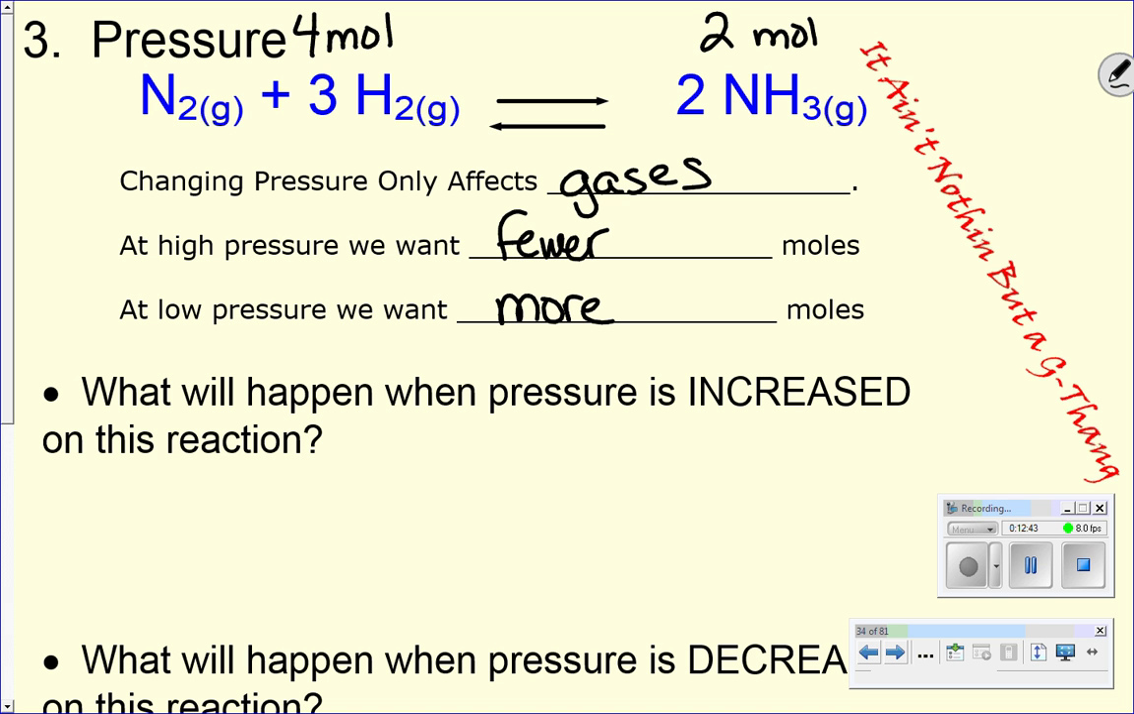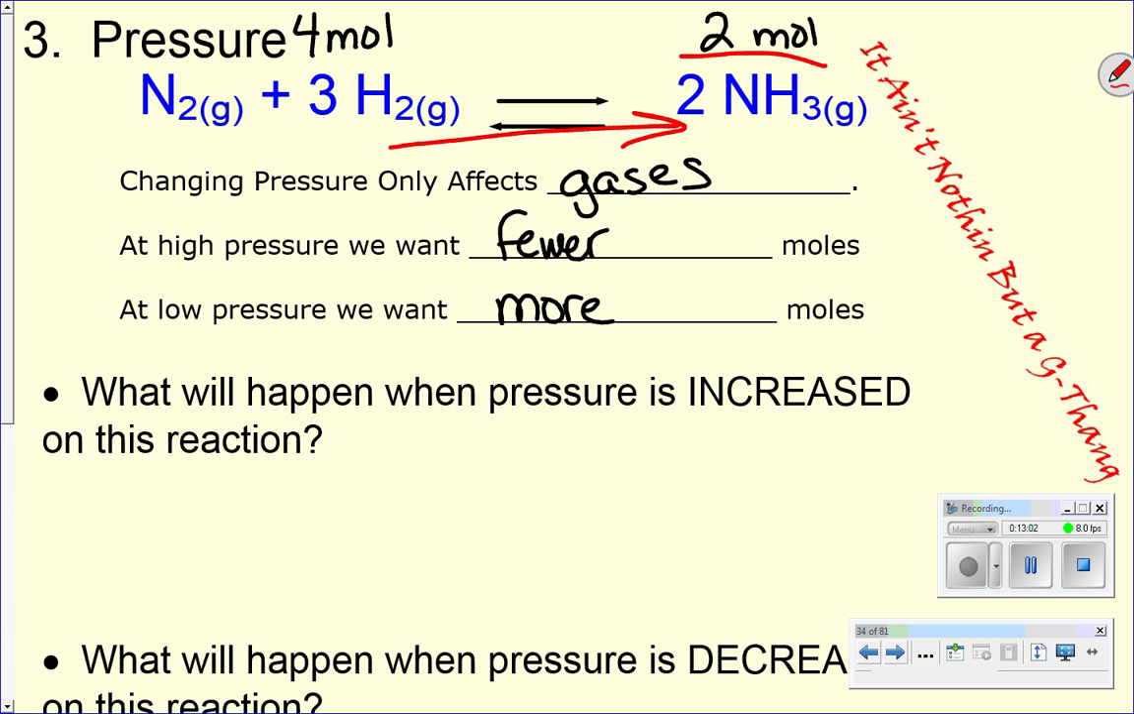If you imagine you move to a very tiny apartment, you would condense all your stuff together. However, if you move to a huge house out in the country, you could let yourself spread out all over your house. That's what's going on here. So if we increase the pressure on this system, we want to go to our side with fewer moles. Our side with fewer moles is over here, the 2 mole side.